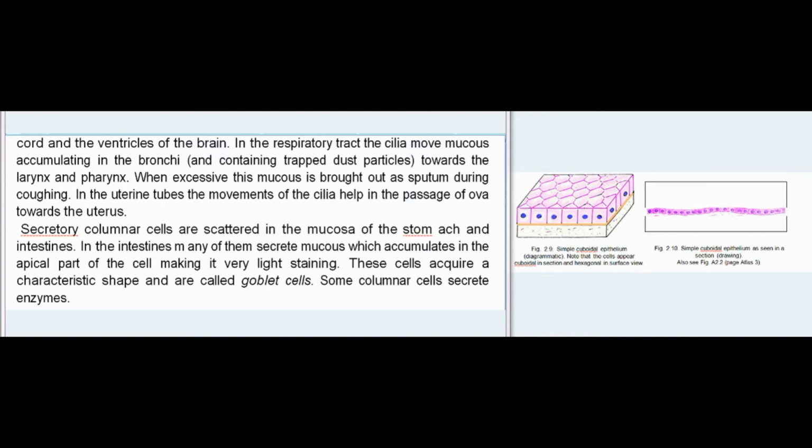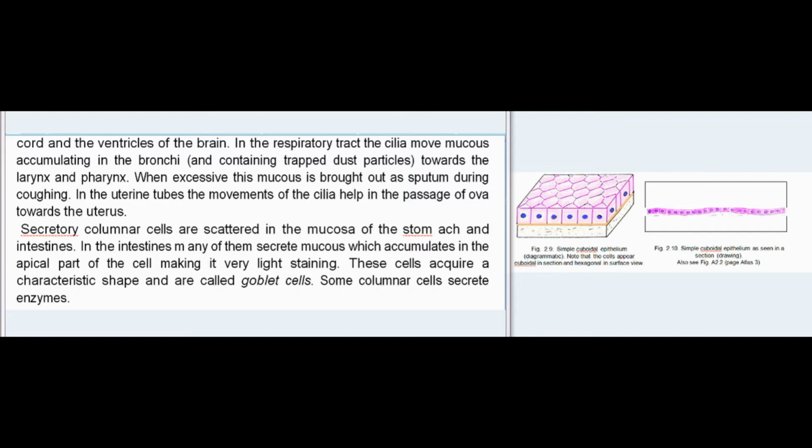In the respiratory tract the cilia move mucus accumulating in the bronchi, and containing trapped dust particles, towards the larynx and pharynx. When excessive, this mucus is brought out as sputum during coughing. In the uterine tubes the movements of the cilia help in the passage of ova towards the uterus.